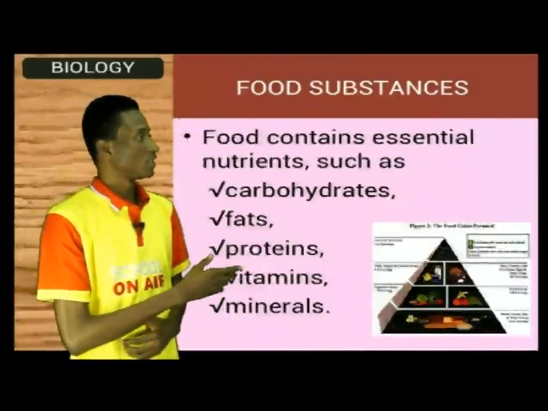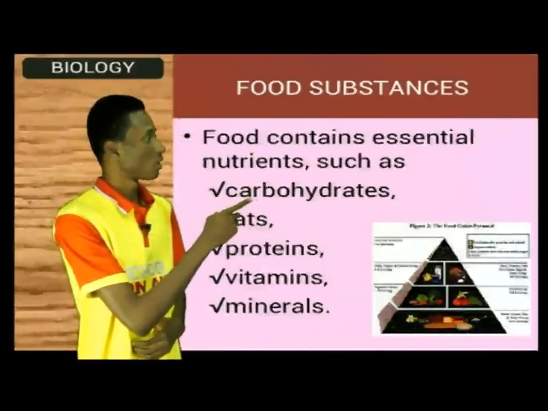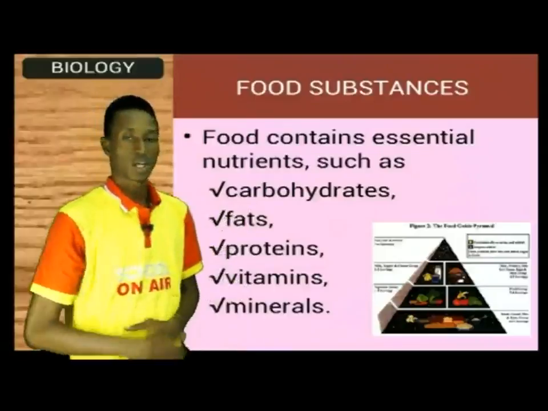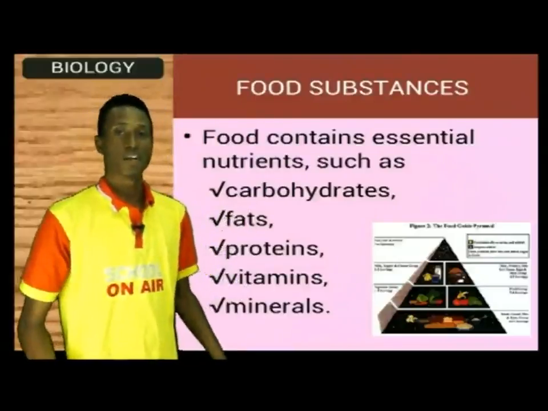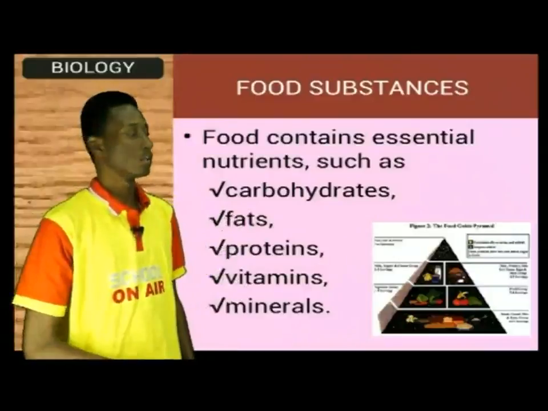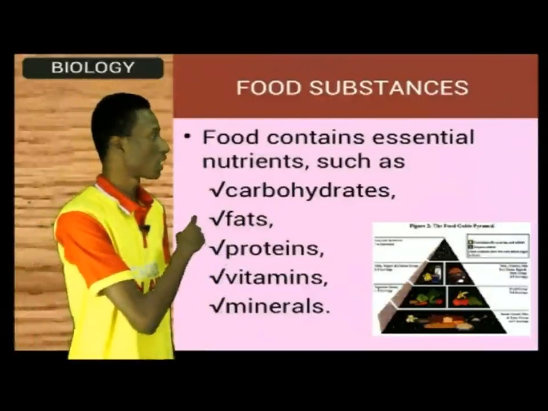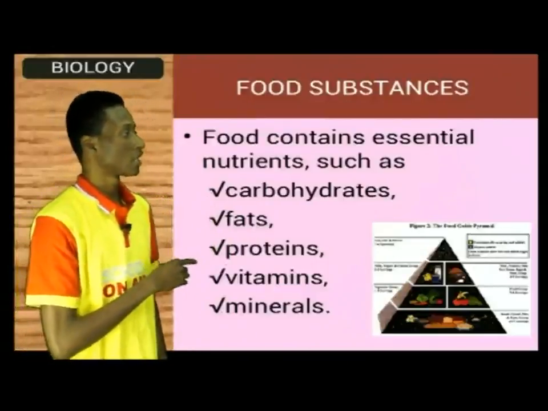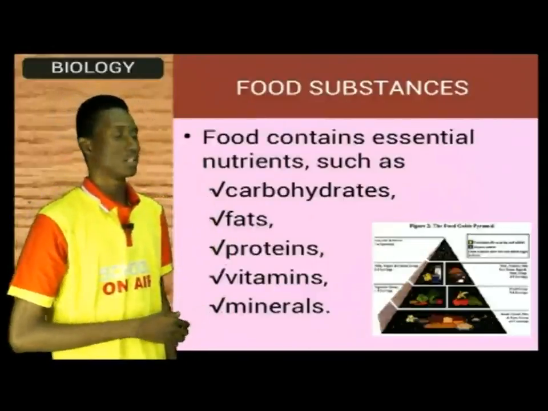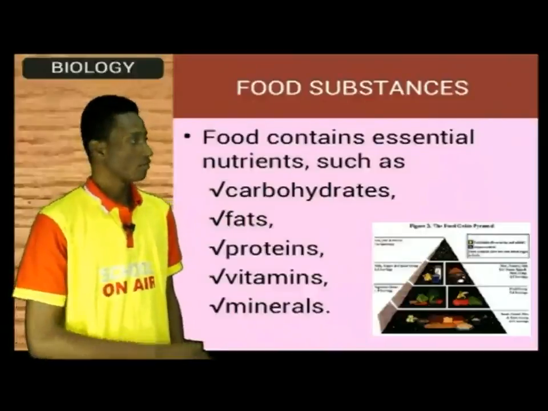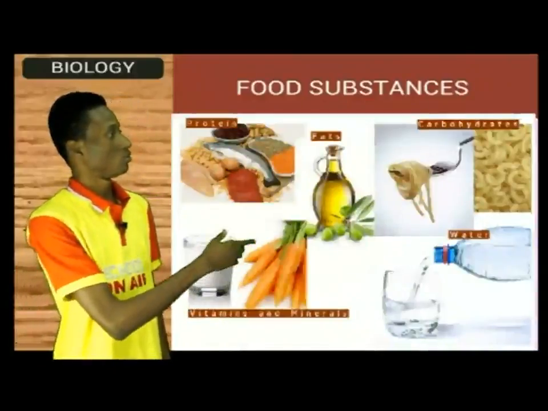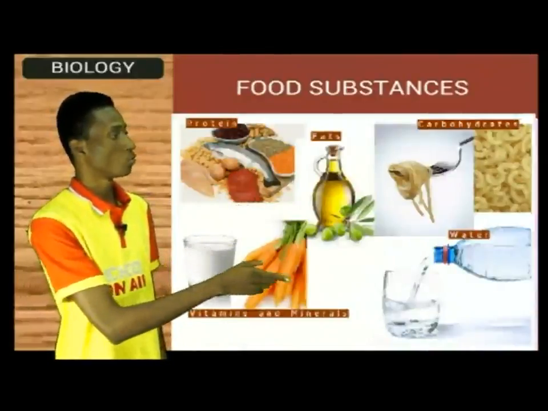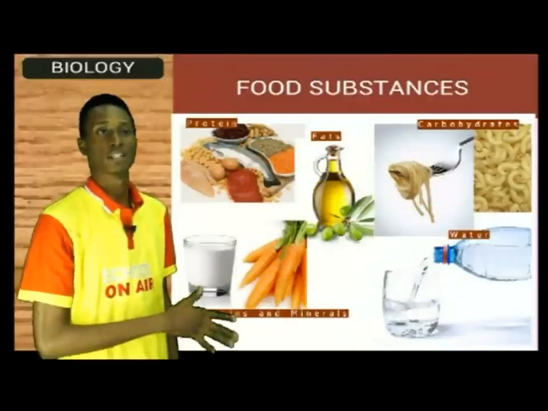Food substances contain essential nutrients such as carbohydrates, fats, proteins, vitamins, and minerals. Like we said earlier, there are different types of food, and they all fall into different categories. For example, carbohydrates have different types of food, and proteins have different types of food. Vitamins and minerals all have their classifications. And if you look at this, you will see protein, fats, carbohydrates, vitamins, and minerals, even water, all classified as a different type of food.